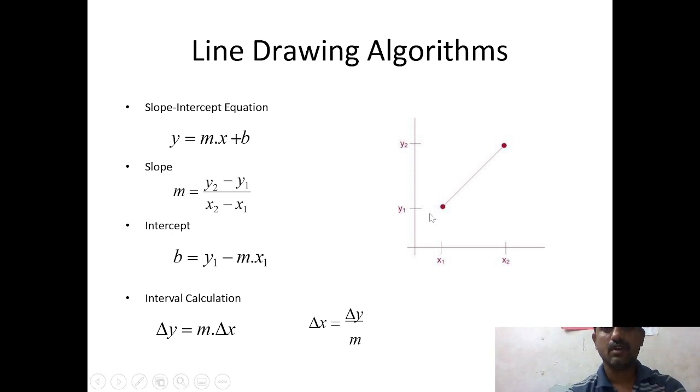So this is the graph based upon the intercept equation, y equal to mx plus b. Based on that, we can find the m value, m equal to (y2 minus y1) by (x2 minus x1). Then intercept b equal to y1 minus m x1. Then interval calculation: delta y equal to m into delta x, and delta x equal to delta y by m.